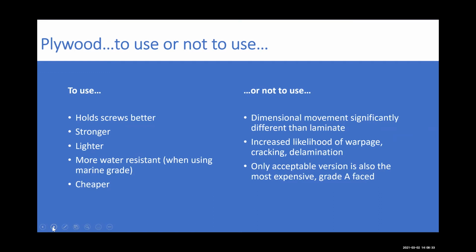Despite this, plywood is still used for fabrication of laminate-faced millwork. Plywood holds screws better, it's stronger, it weighs less than MDF or particle board, it has better water resistance, and it's the least expensive option. However, its dimensional stability is different from that of HPL, which poses a greater risk of warping, cracking, or delaminating.